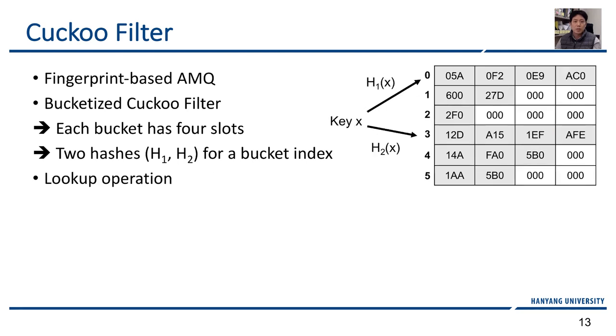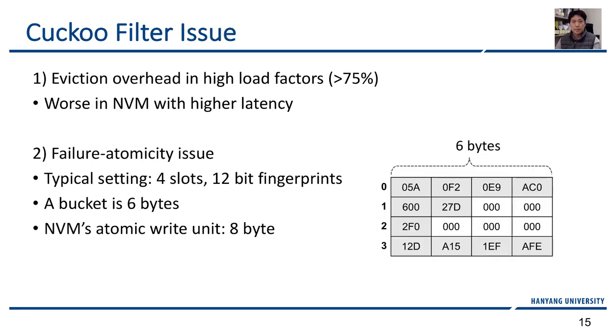For lookup, we examine the 2 buckets specified by the 2 hashes. And if any of the fingerprints matches, it returns true. Here we may have a small false positive. Conventional Cuckoo filter has 2 issues on NVM. One is its eviction overhead, which already exists in DRAM but becomes more substantial in NVM. The other is failure atomicity.